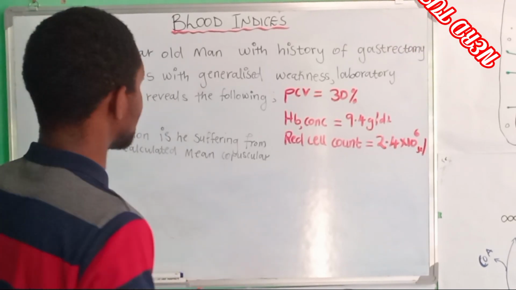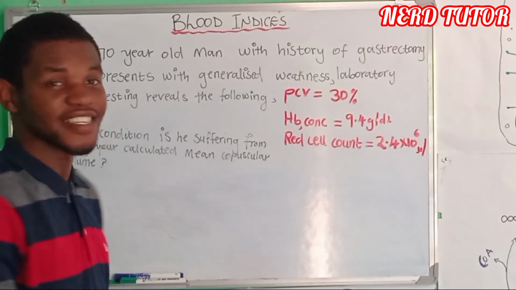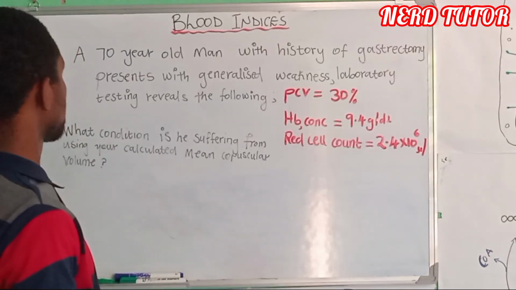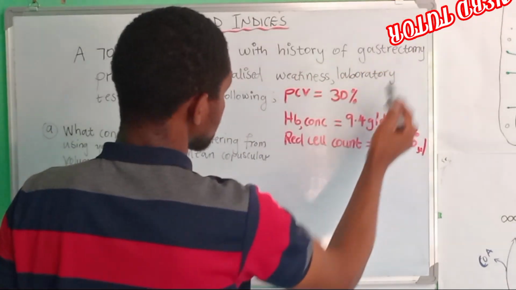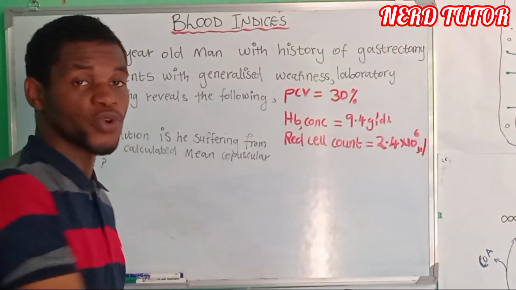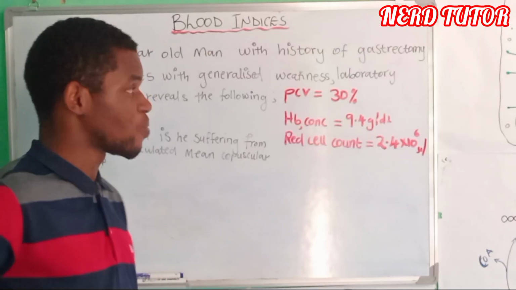So welcome to today's lesson, where I'll be solving a question under blood indices. This question is very simple and easy, so just follow through. The question says: a 70-year-old man with a history of gastrectomy. Gastrectomy is a surgical process where they remove part of the stomach or the lining of the stomach.